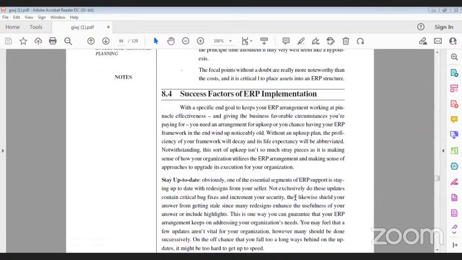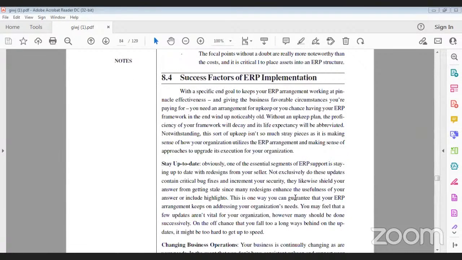In order to keep your ERP arrangement working and giving the business a favorable circumstance, you are paying for it, so you need a plan for its upkeep, or you will end up having your ERP framework become obsolete. Without maintenance, the efficiency of your system will decay and its life expectancy will be shortened.